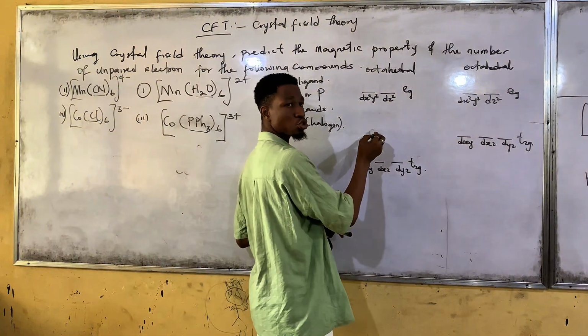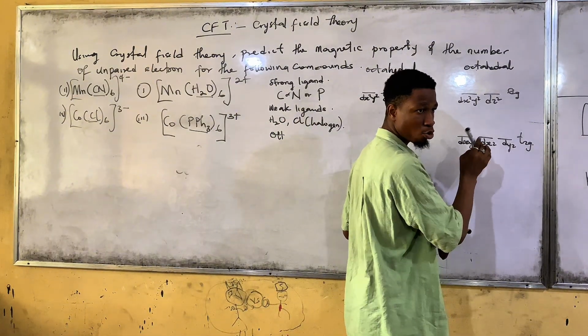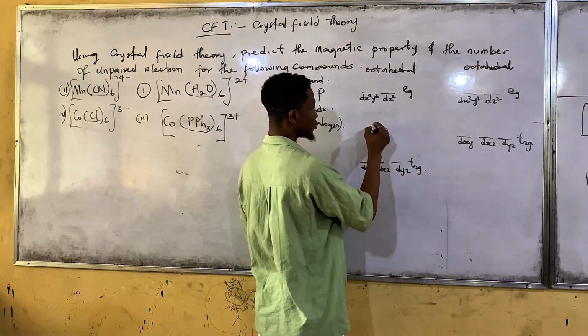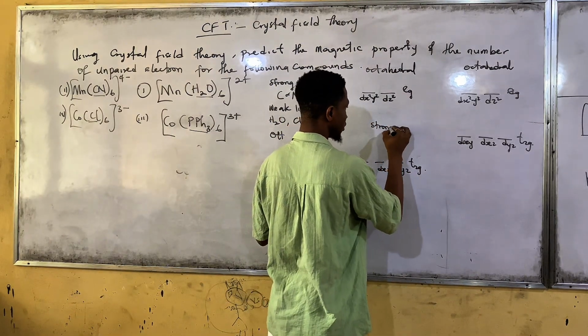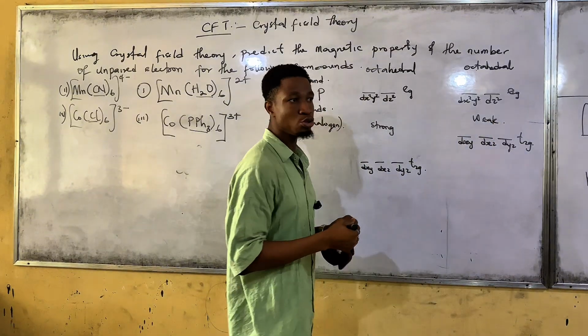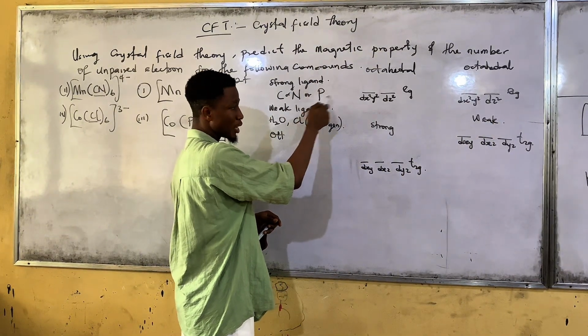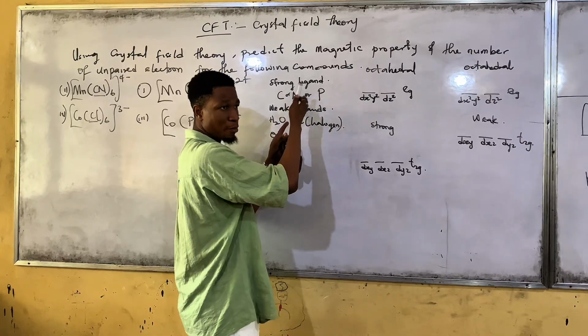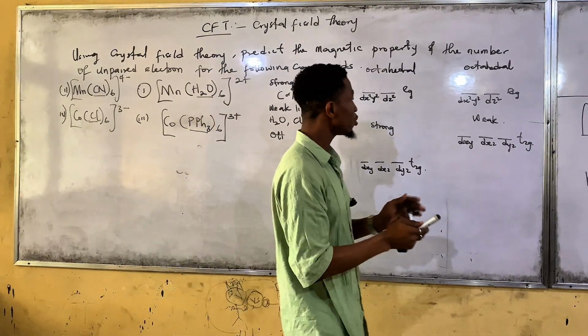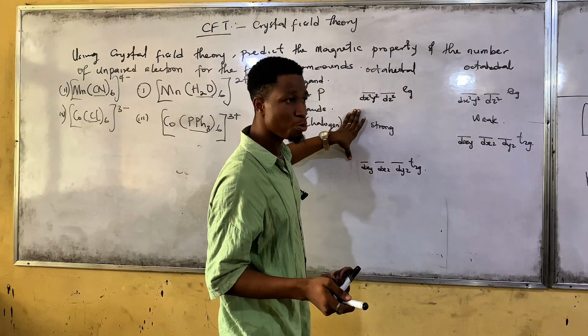But this one is a strong ligand. Meanwhile, this one is for a weak ligand. How do you know a strong ligand? Ligand that has carbon, nitrogen, or phosphorus. How do you know a weak ligand? Any other ligand that does not have carbon, nitrogen, or phosphorus. So when you have a weak ligand, the splitting will be small like this. When you have a strong ligand, the splitting will be large like this.